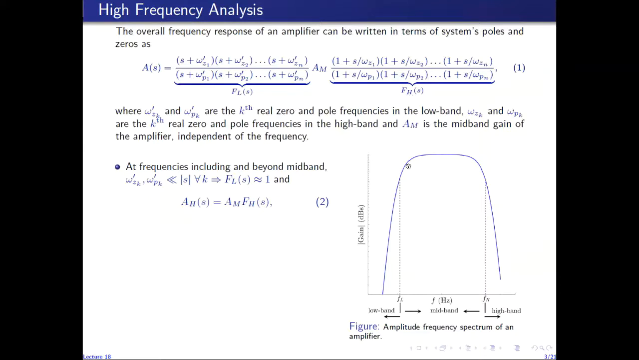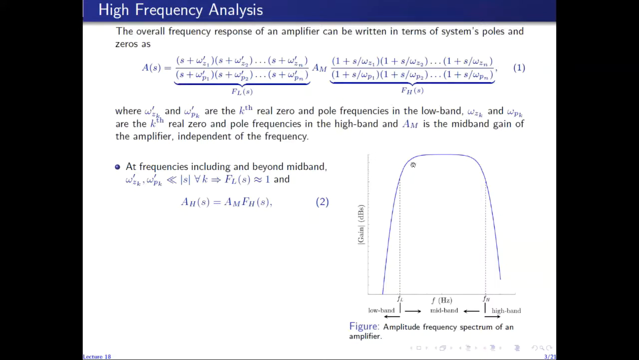So on the lower side, the response is governed by FL. On the higher side, the response is governed by FH. And in the midband, the pole zero frequencies, omega prime, are small enough, and the pole zero frequencies, omega, are large enough that both of these two factors are approximately 1. So in the midband, the response is given by AM. In the lower side, in the low band, the response is given by FL. And in the higher side, in the high band, the response is given by FH.